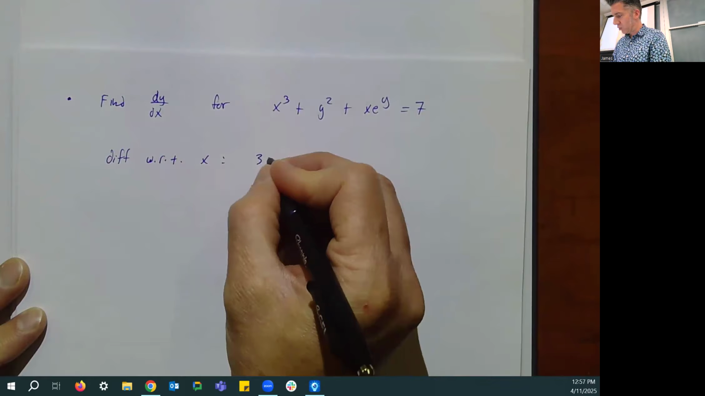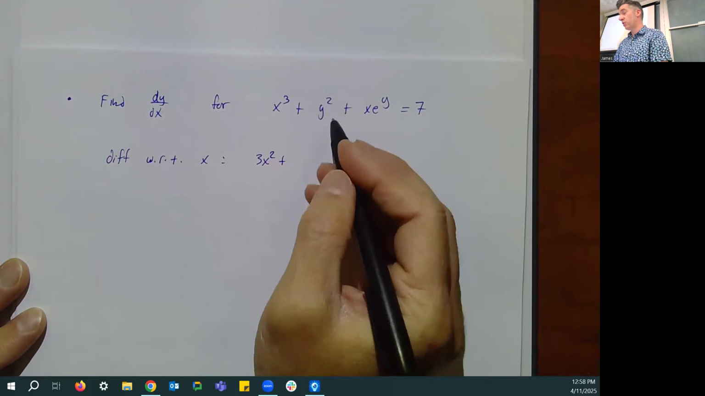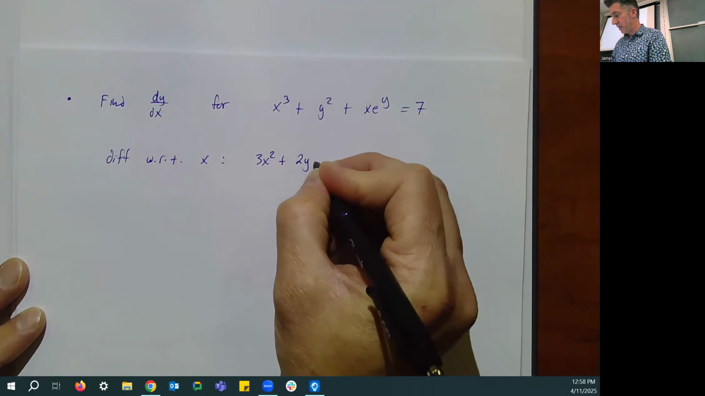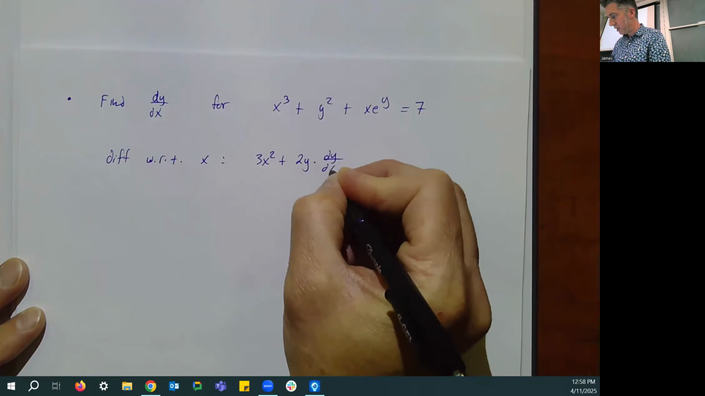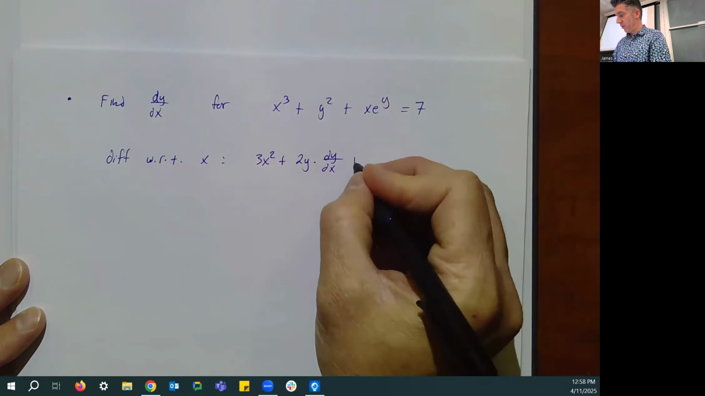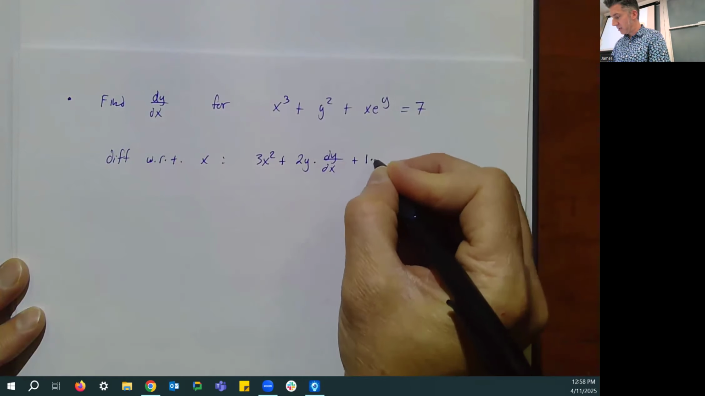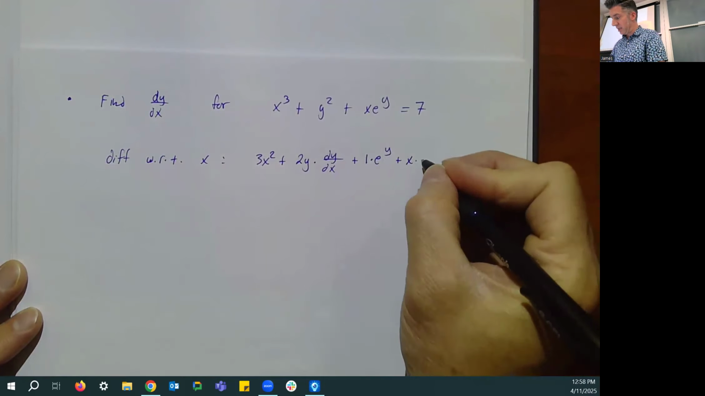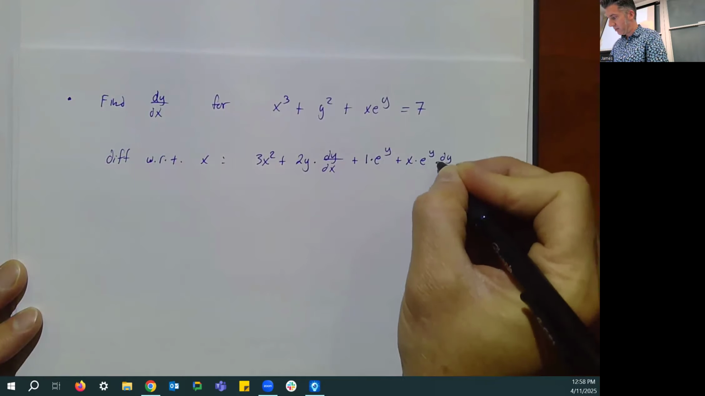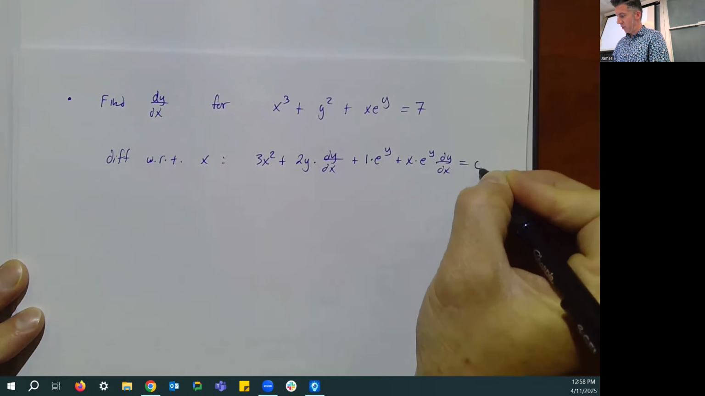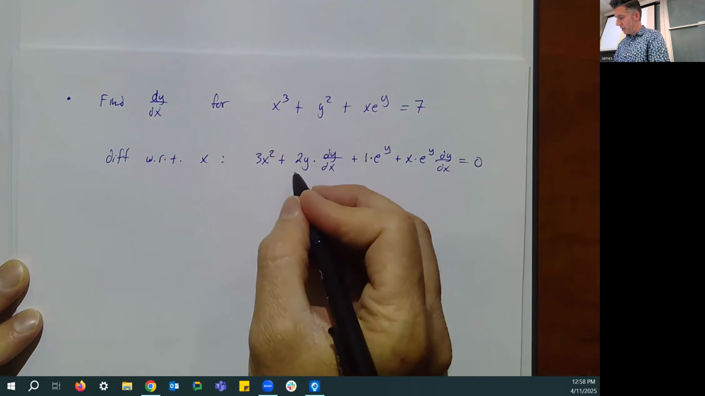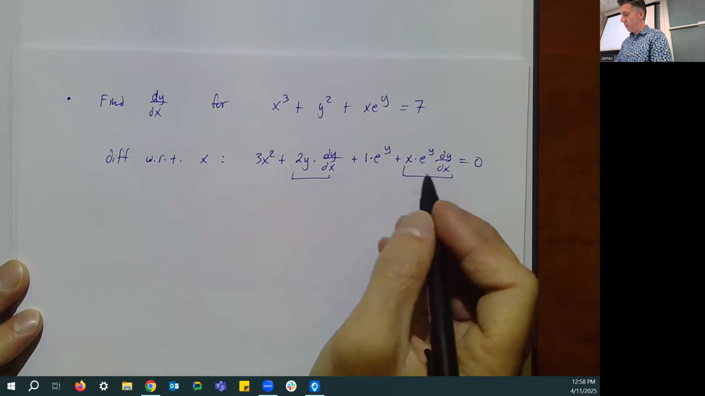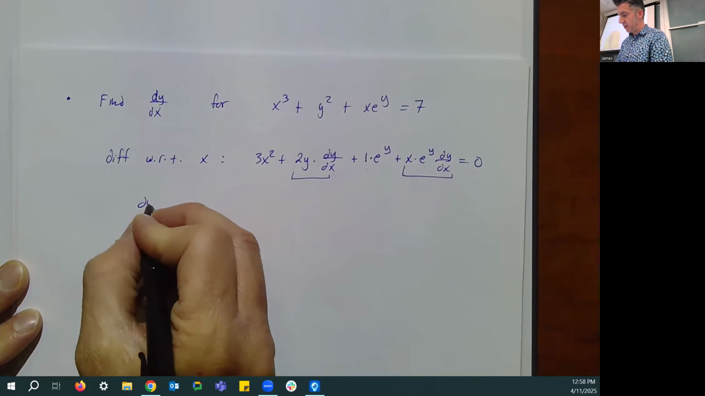We get 3x squared. We're assuming y is a function of x, so the derivative of y squared is 2 times y times the derivative of y. And for x e to the y, we have to use the product rule. It's going to be the derivative of x times e to the y plus x times the derivative of e to the y, which is e to the y times the derivative of y, equals the derivative of 7, which is 0. Then you would leave these two things on this side, bring the other two things to the other side, and might as well factor out the dy dx there.